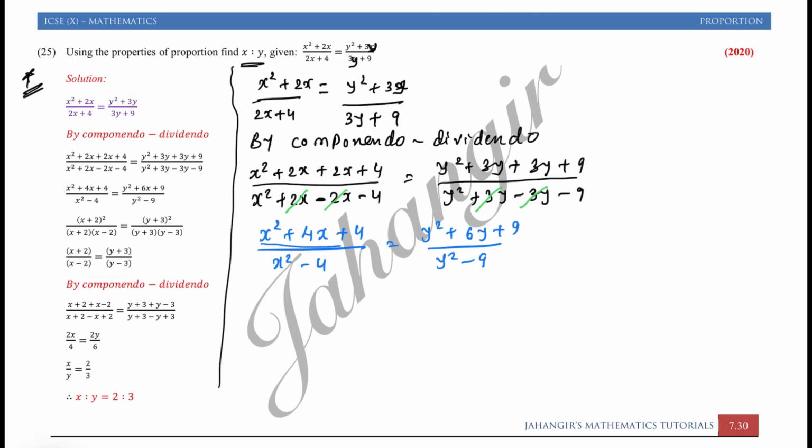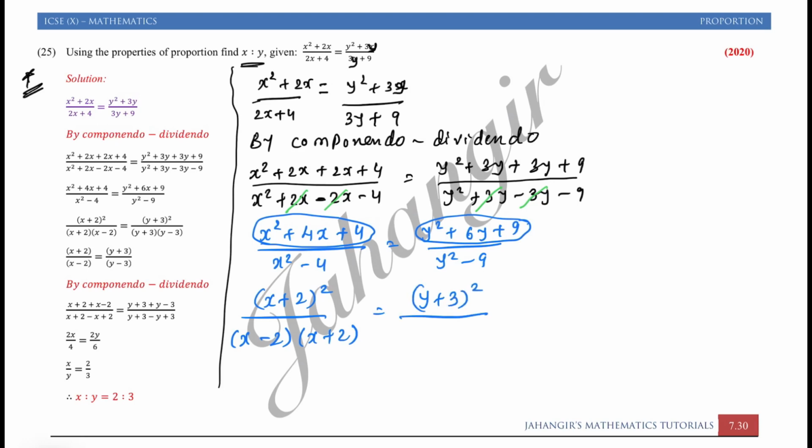So if you just notice, this becomes x plus 2 whole square. In the denominator, you can get x minus 2 into x plus 2. Same way, we can write this as y plus 3 whole square. This you had learnt in 9th standard in factorization. This is the identity of a square plus 2ab plus b square. If you expand this x plus 3, you will get the above term.